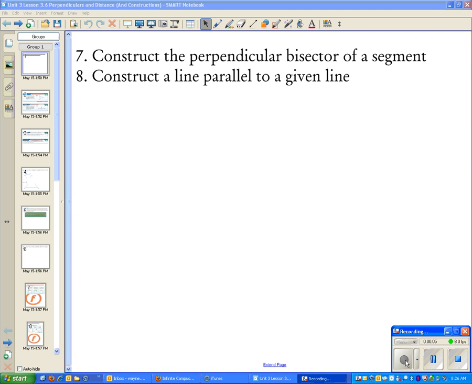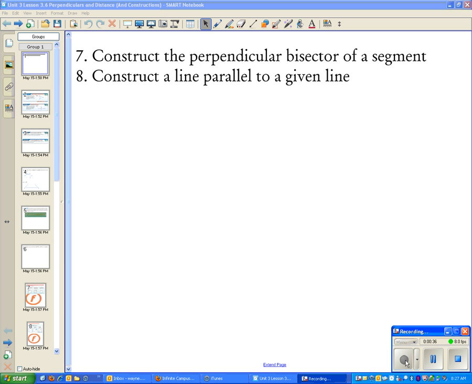Starting on page 213, we're only going to do a little bit out of the actual section, okay? Our learning targets are to construct the perpendicular bisector of a segment, which you already know how to do. When we constructed the bisector of a segment, and when we constructed a line perpendicular to another line, we did the same construction. So if the same thing makes bisector and makes perpendicular, it makes a perpendicular bisector.